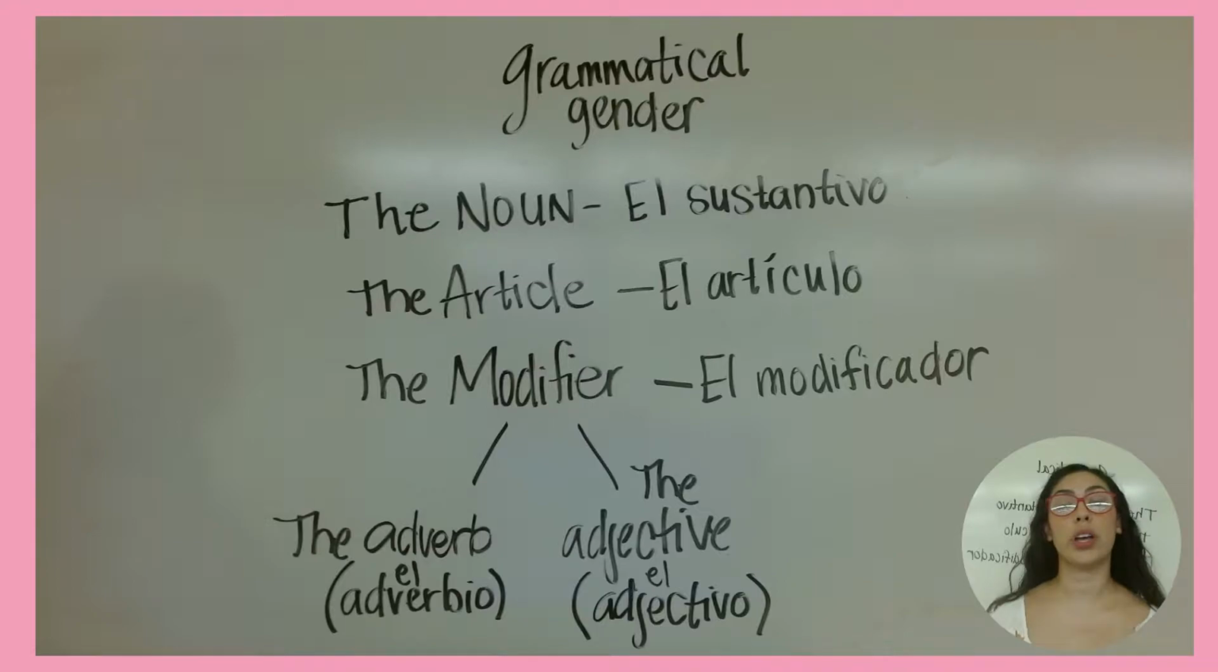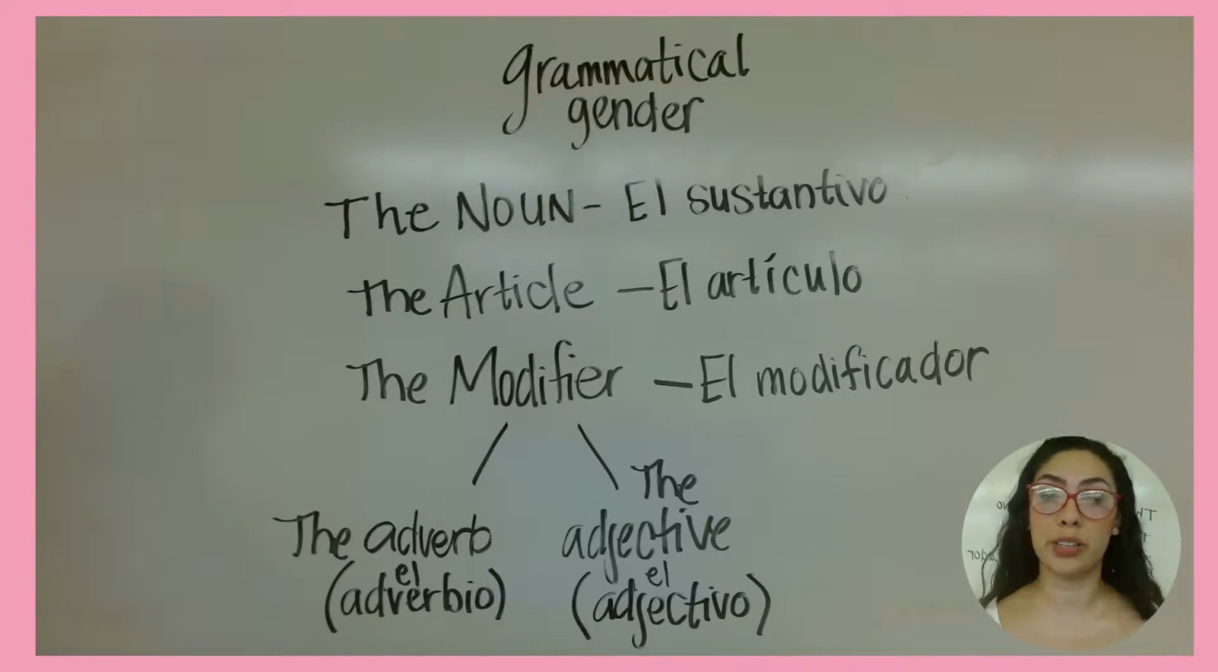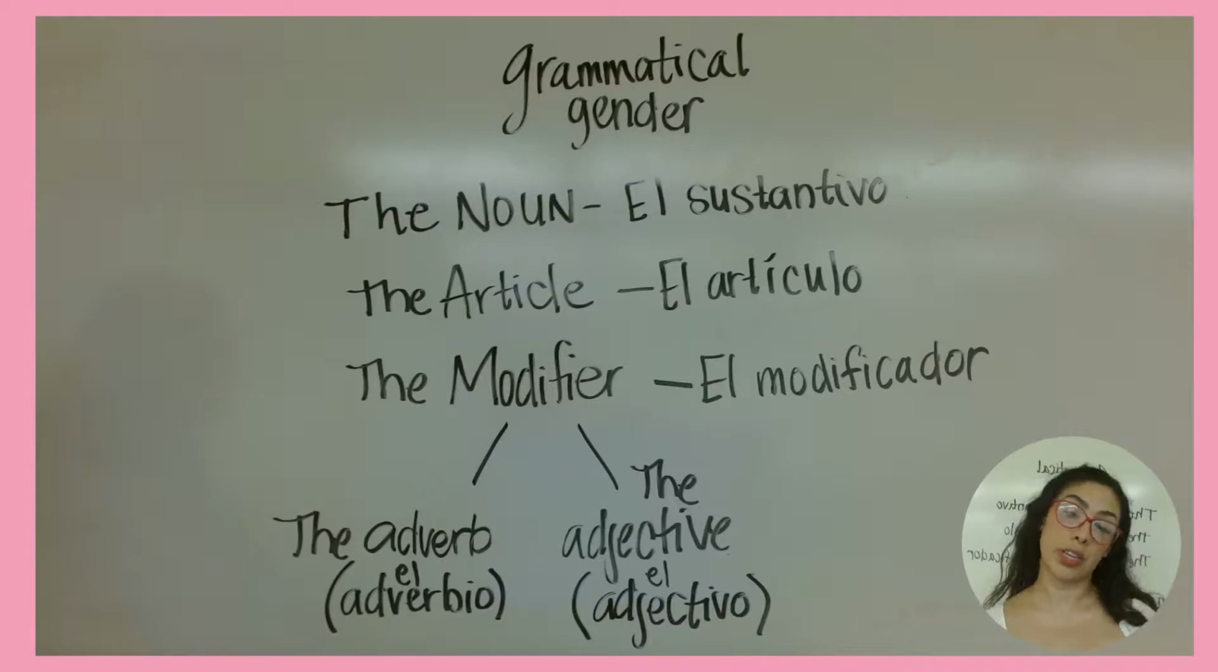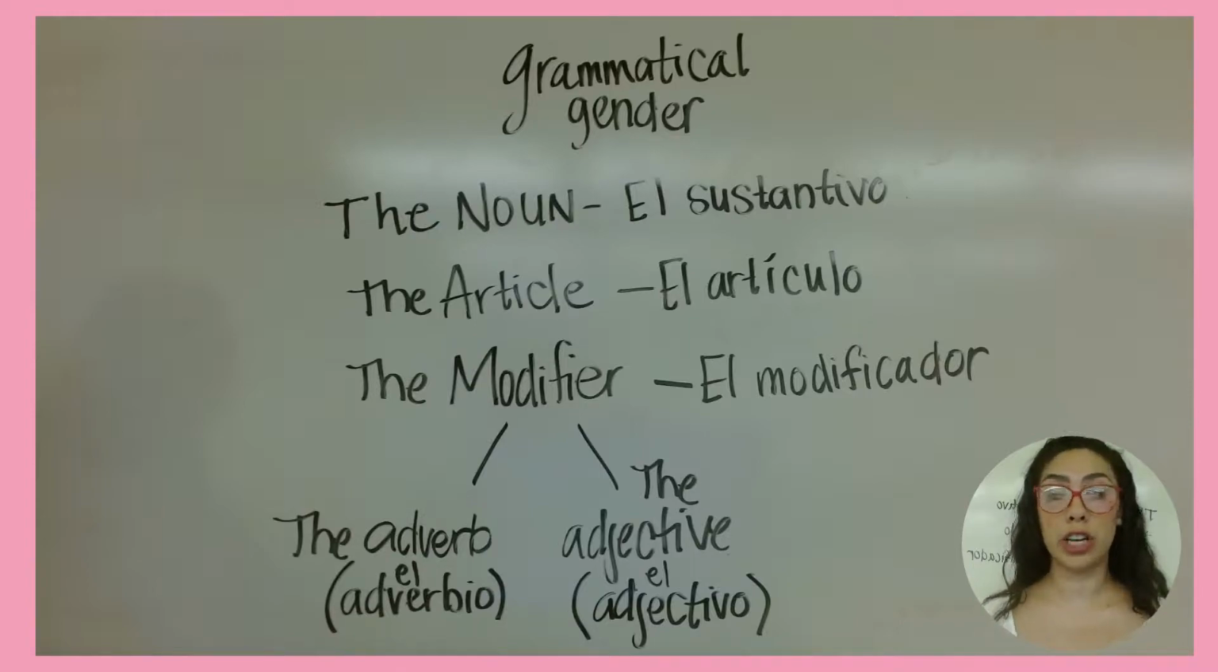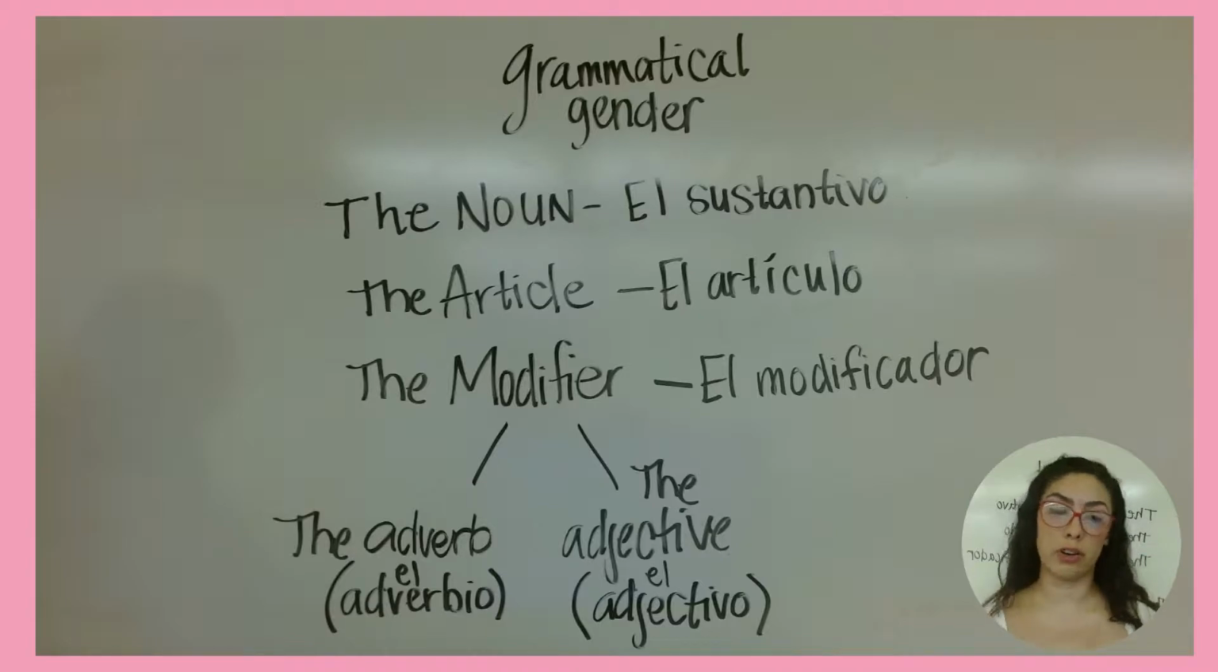I want to begin with a review of the terminology we need to talk about language. So in English, it is the noun, which is a person, place, or thing. The article, which in English is the, a, or an. The modifier, which includes the adverb and the adjective. We won't be talking about adverbs right now because they modify verbs, and we're focused on how nouns are modified and using the correct article and having gender agreement with nouns and articles and modifiers.